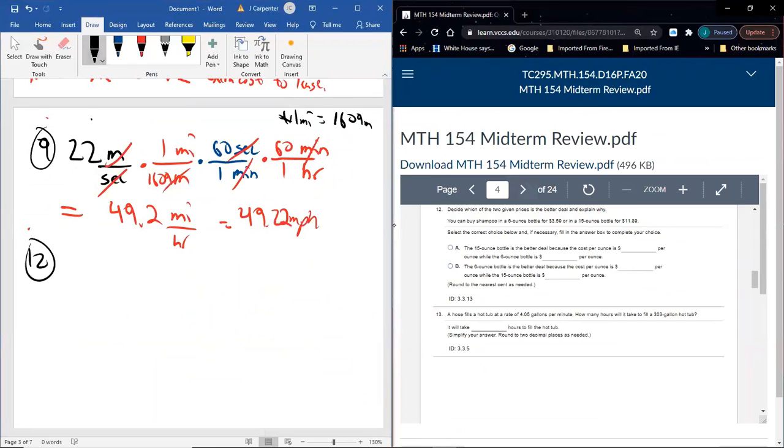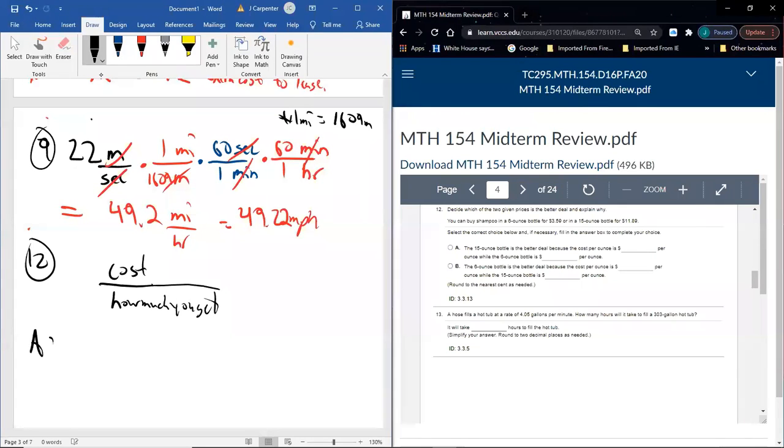Decide of the 2 given prices, which is a better deal, and explain why. We got 6 ounces of shampoo for $3.59 or 15 ounces of shampoo for $11.89. So, remember cost analysis, we take the cost, not say scenario A yet, it's just the whole thing. Cost analysis is always the cost divided by how much you get. And I say that very loosely. Quantity, a total, anything like that.